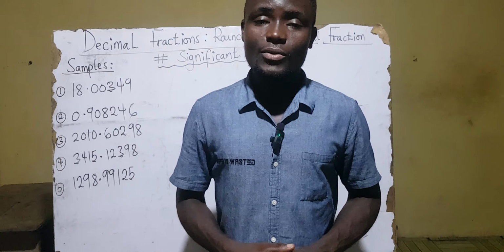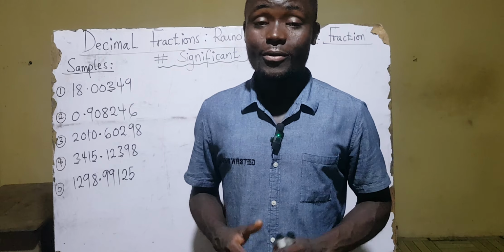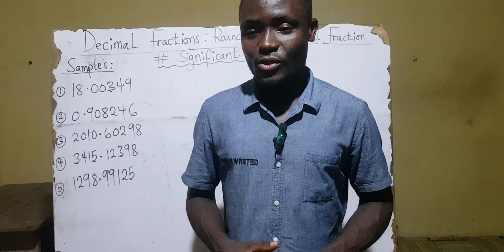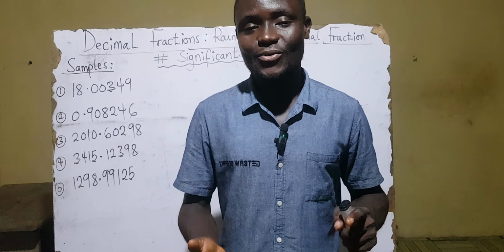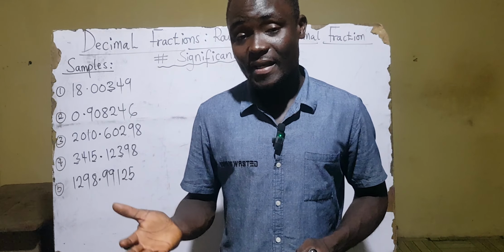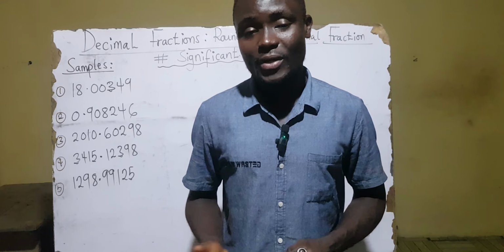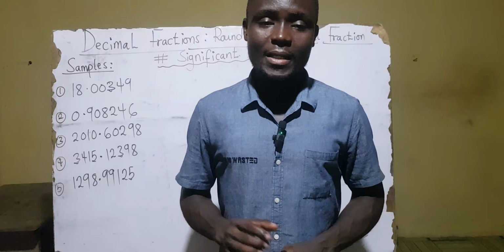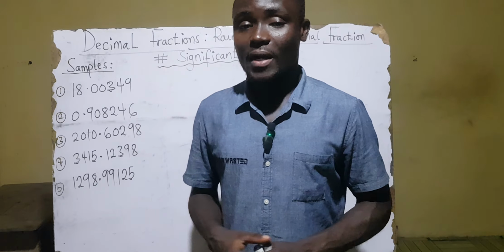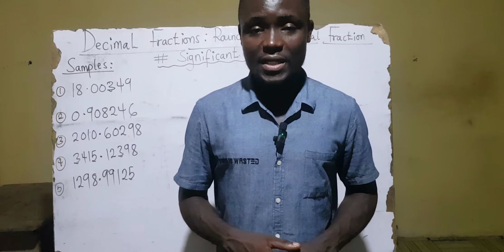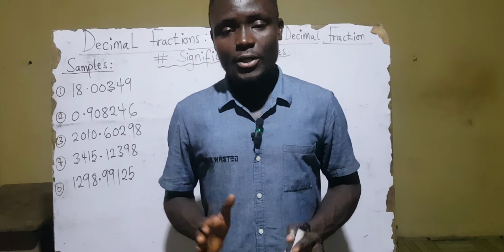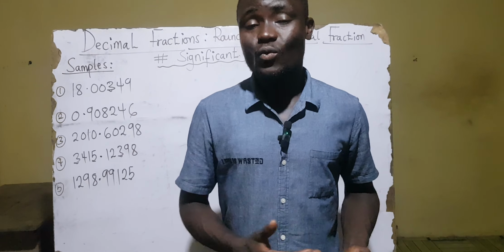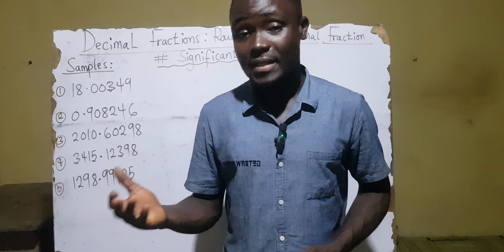In my previous videos, I led you through how to round decimal fractions to a given decimal place. So we tackled how to round decimal fractions to one decimal place, that is the nearest tenth, two decimal places, that is the nearest hundredth, and three decimal places, and so on. So this time around, we are diving into how to round decimal fractions to a given significant figure. Are you with me here? All right. So have it in mind that rounding a decimal fraction to a given decimal place is quite different from rounding it to a given significant figure.